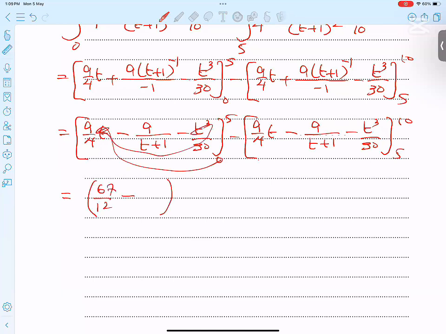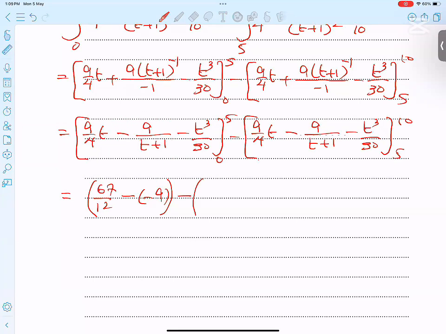Now look at 0. When I plug in 0, that term is gone, but 0 here will not finish. I'll get negative 9. Repeat, when I plug in 0 here, 9 over 1 is 9, so minus 9. I hope the point is very clear.